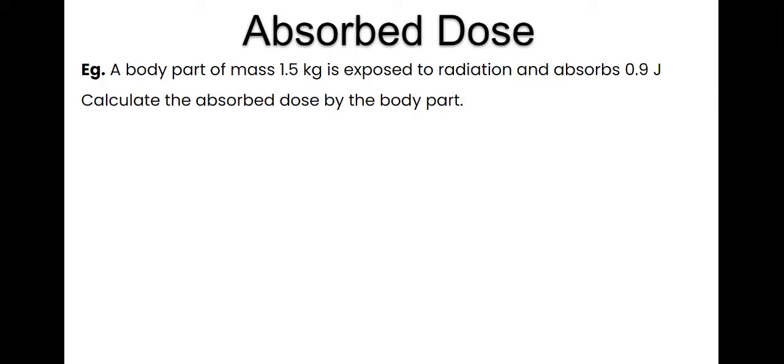So, an example. A body part of mass 1.5 kilograms is exposed to radiation and absorbs 0.9 joules. Calculate the absorbed dose by that body part. So again, we start with our formula, D equals E divided by M. Our energy is 0.9 divided by our mass, which is 1.5, and that gives us an absorbed dose of 0.6 grays. Typically, the absorbed dose is a very small number, so it might be measured in milligrays or micrograys.